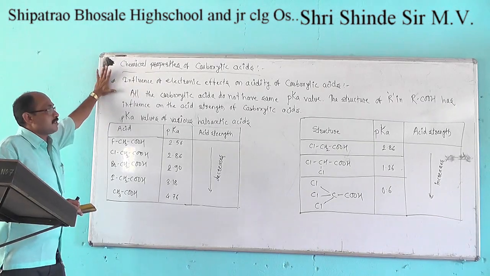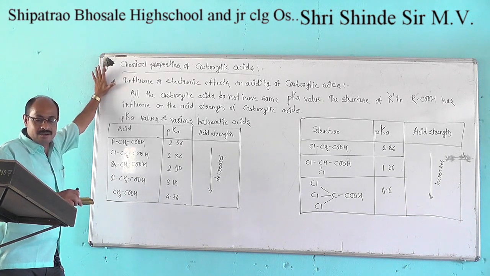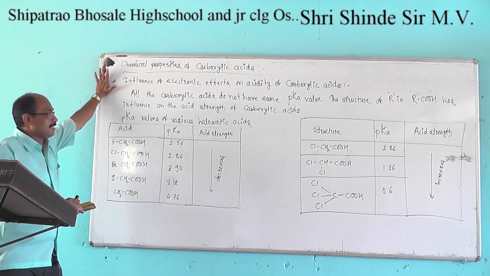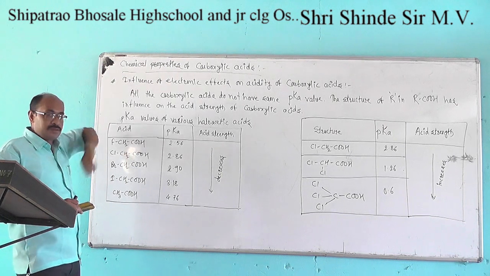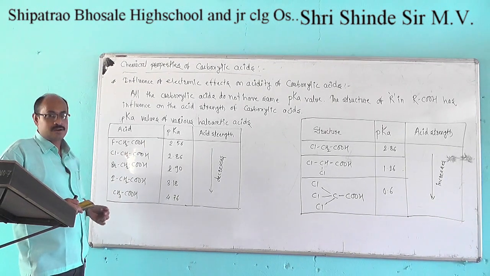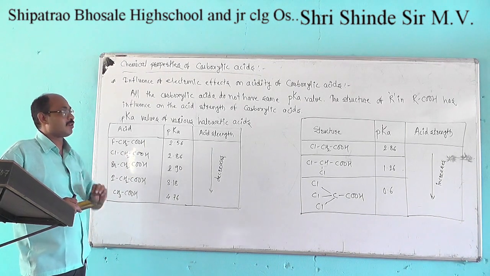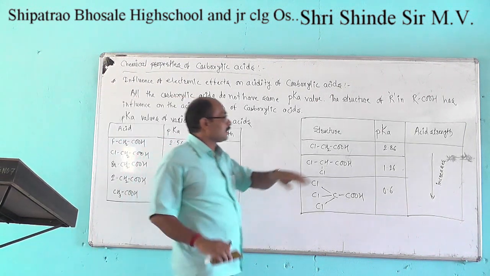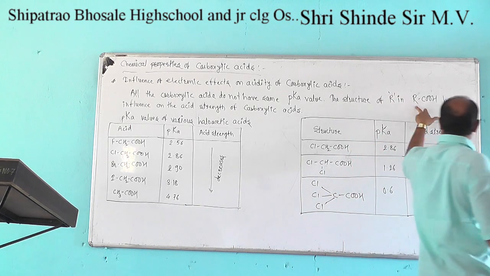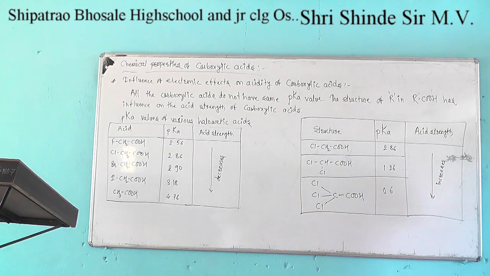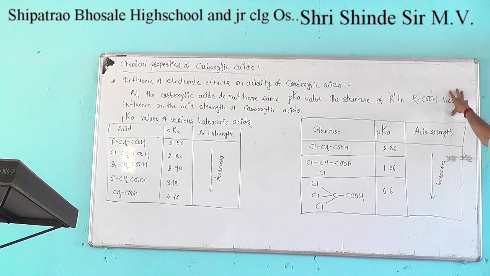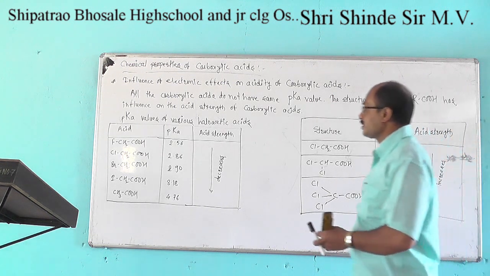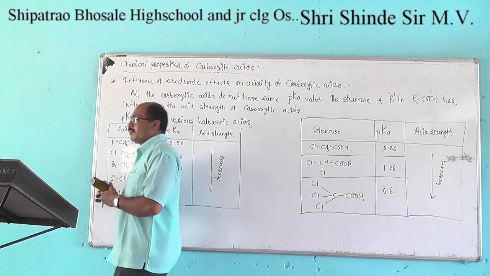Next is the influence of electronic effects on the acidity of carboxylic acids. As we observe, all the carboxylic acids do not have the same acidity constant values. The structure of the alkyl group in the carboxylic acid influences the acid strength of the carboxylic acids.